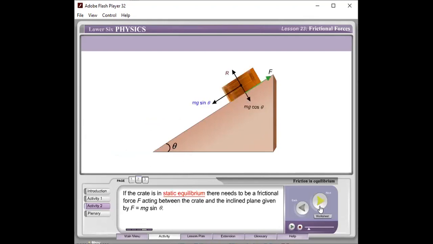If the crate is in static equilibrium, there needs to be a frictional force F acting between the crate and the inclined plane, given by F equals mg sin theta.